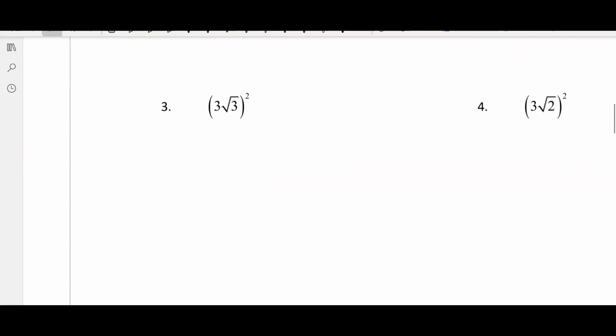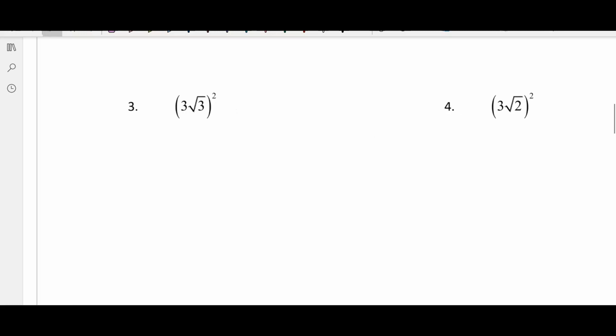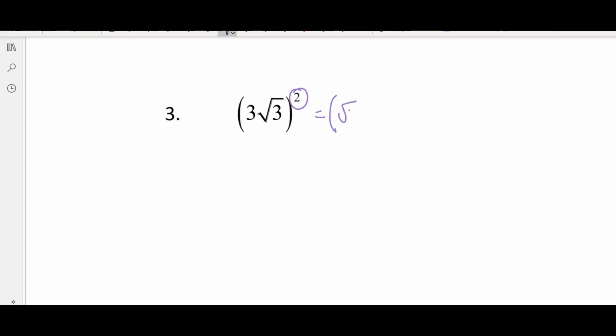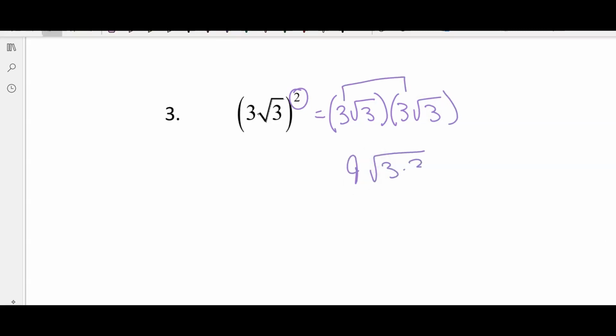The next example we have here, I'm going to do this in one method, and then number 3 I'll do one way and number 4 I'll do another, to show the two different ways you could do this. So here, because it's squared, that means we have 3 square root 3 two times. So let me fix this here. 3 square root 3 times 3 square root 3. I'm going to multiply the 3's, so we're going to get a 9 times the square root of 3 times 3 underneath the same radical.